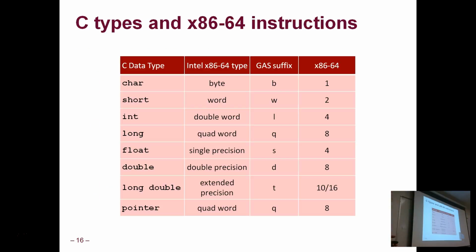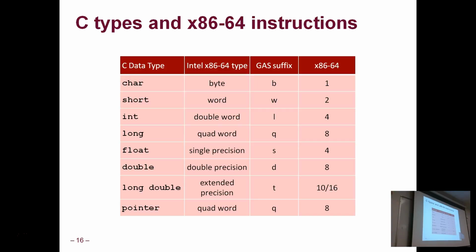Okay, here's a summary of the gas prefix and the width of the C data type that it operates on. If you see an add B, that means you're adding 2 characters to each other in C. When the compiler sees that you've declared a variable as a char, and then you're adding a number to that char, it's going to generate the add B instruction to do that addition.